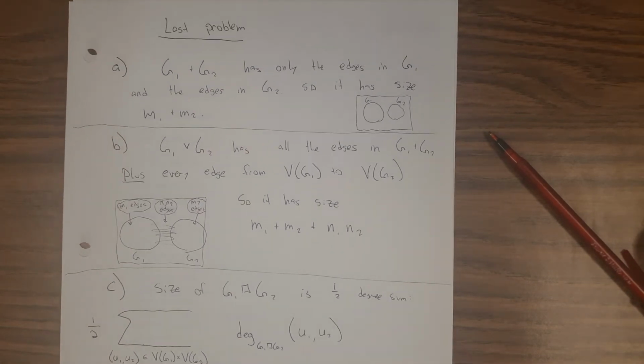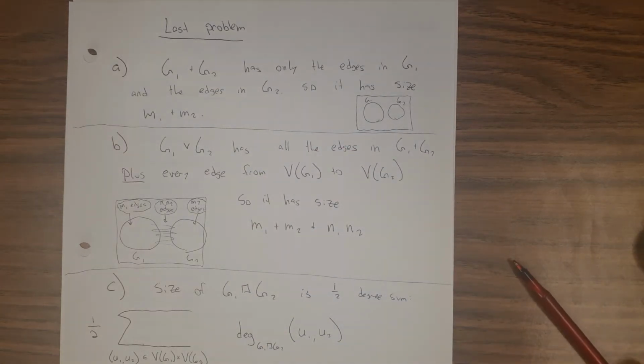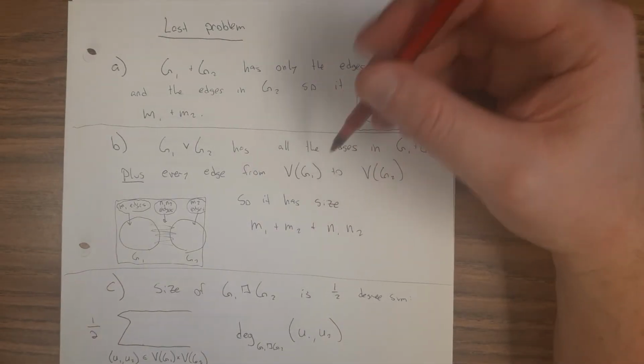Then there was just this last problem, which is kind of similar to the one we just did, except now instead of talking about the degree of a particular vertex in the union and the join and the product, we're going to talk about the total number of edges in the union and the join and the product. So the first two are not too bad.